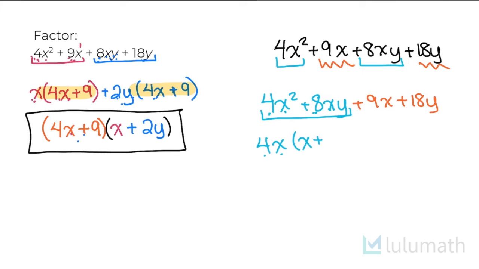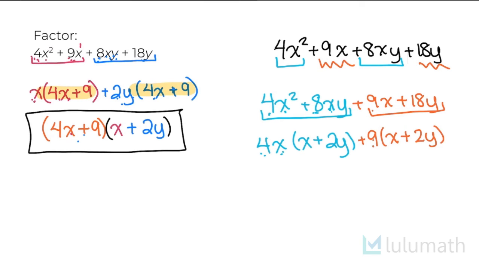And then when I factor out a 4x from 8xy, 8 divided by 4 is 2, the x's cancel, and then I have a y left over. Now, looking at my second group, 9x and 18y are both divisible by 9, so my greatest common factor is 9. When I factor out a 9 from 9x, I have an x left over, and when I factor out a 9 from 18y, I have a 2y left over, okay?